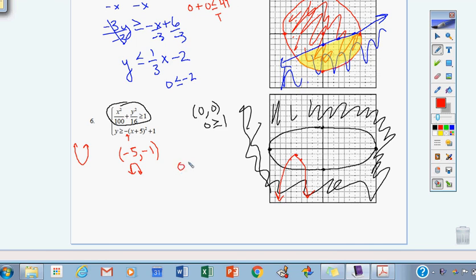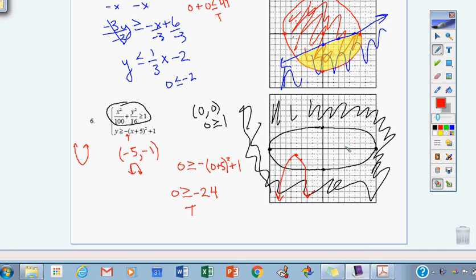Plug in the origin, I would get 0 greater than or equal to, and that would be the opposite of 0 plus 5, quantity squared, plus 1. So 0 greater than or equal to, okay, so this would be 5 squared, which is 25. So -25 plus 1, -24. So is 0 greater than or equal to -24? True or false? That's a true statement.